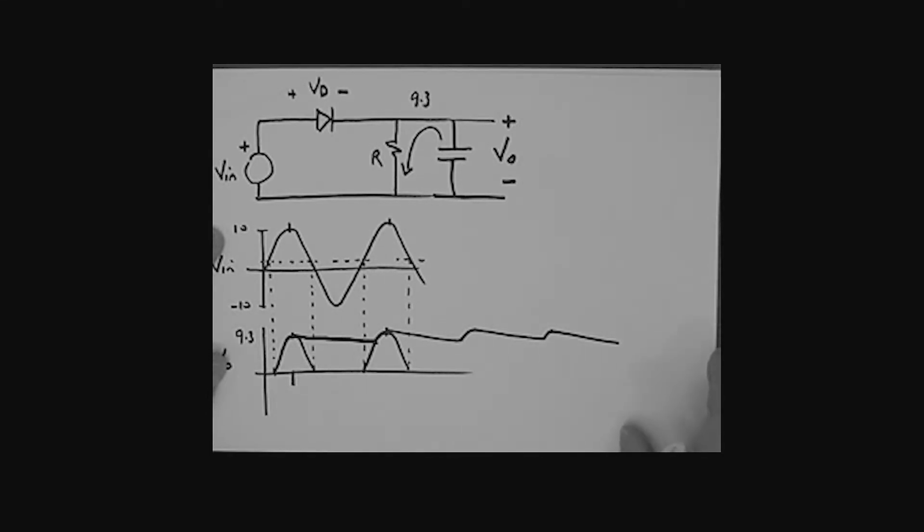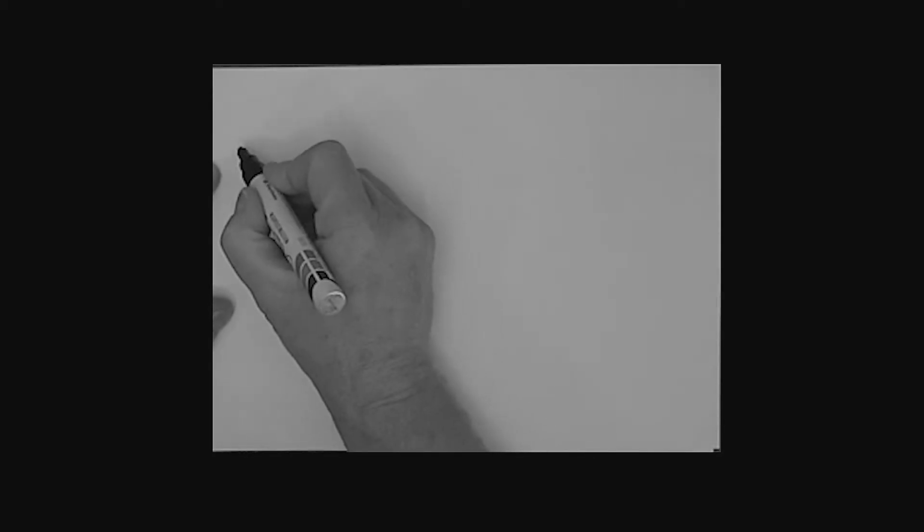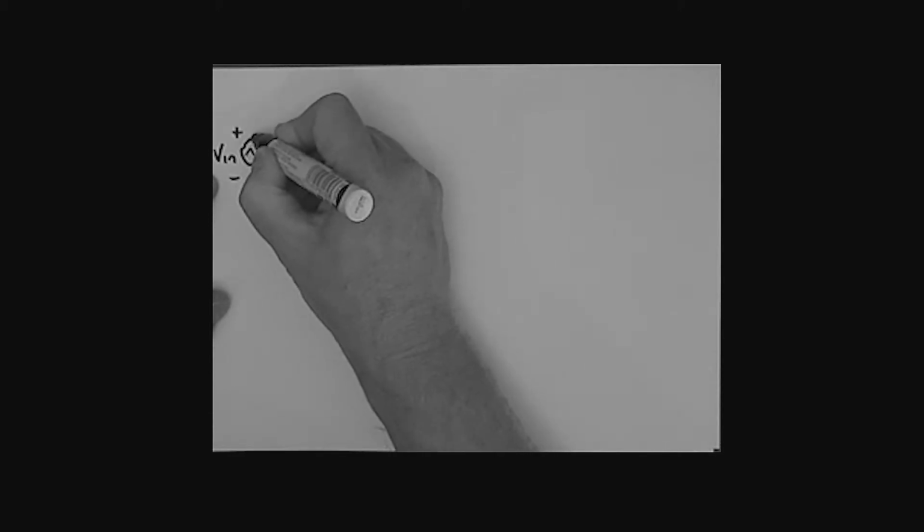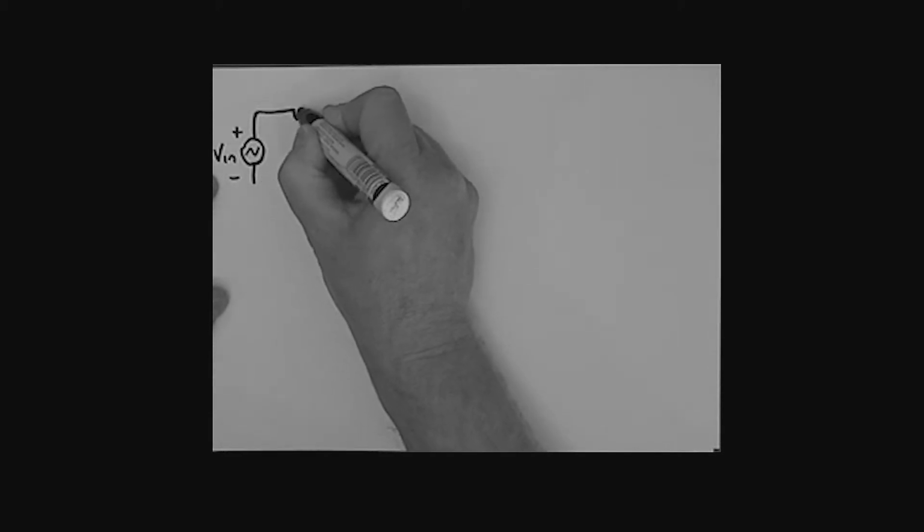All right, now what I'd like to do is consider, in this block, another clipper example. The example that we'll consider is the following. All right, we're going to take, again, a little sinusoidal voltage source. We'll call that once again Vin, and we'll say that it has a peak value, like before, of 10 volts.